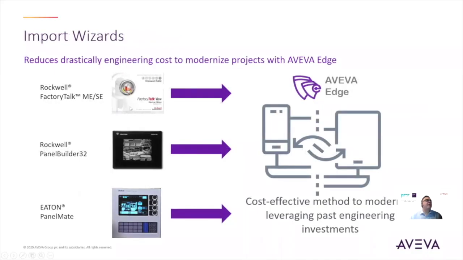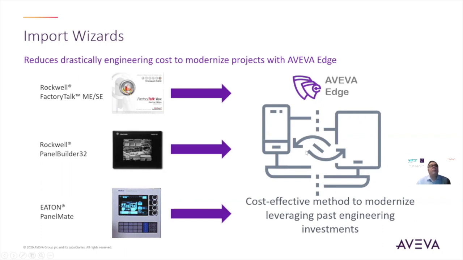So what we've done, we have 3 different import tools. Starting here at the bottom, we have an import tool for Eaton PanelMate. We have one for Rockwell's Panel Builder 32, and then also for Rockwell FactoryTalk, either ME or SE for FactoryTalk View, again, for Machine Edition or the SE Edition. And that allows you to import a project developed by these other products and get that into AVEVA Edge. Let me move my little window out of here. And it drastically reduces the time and the engineering costs for that.